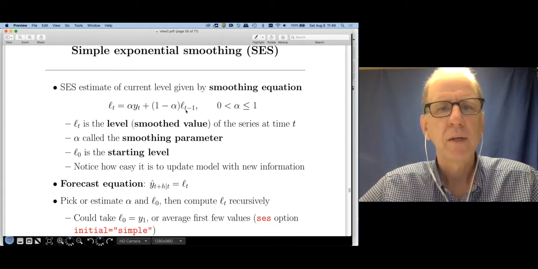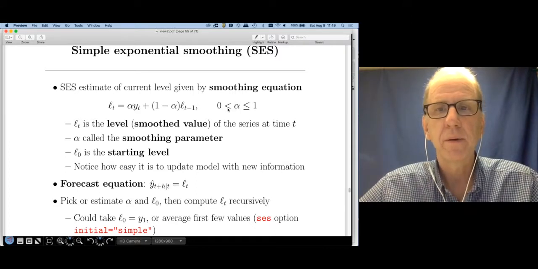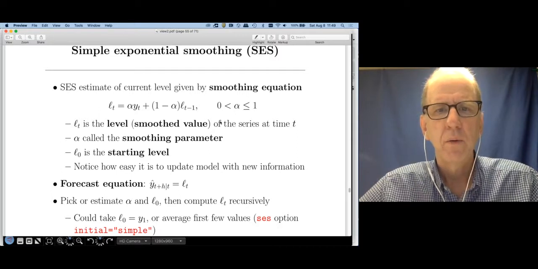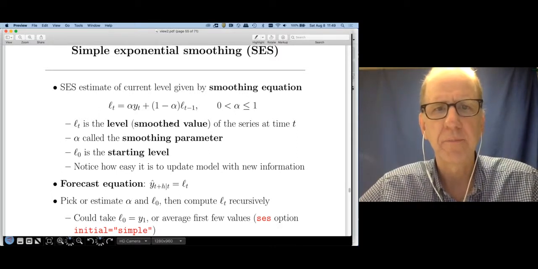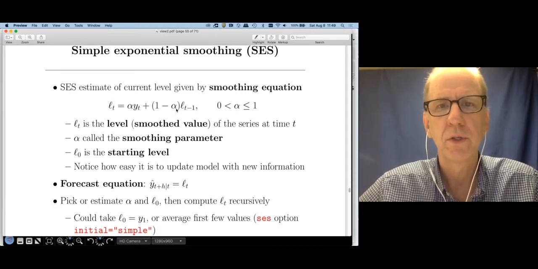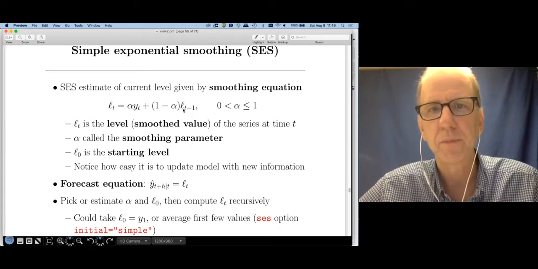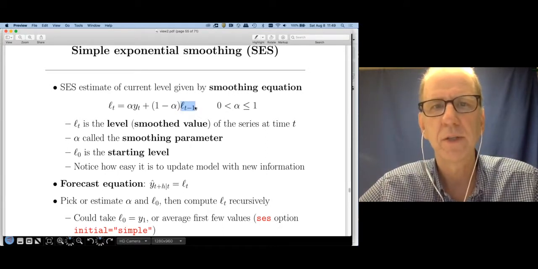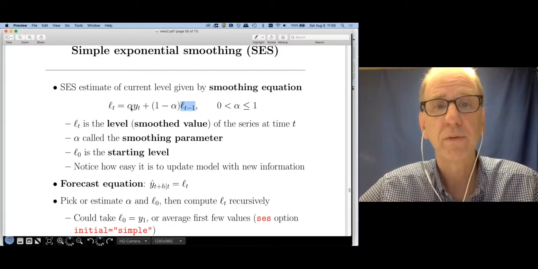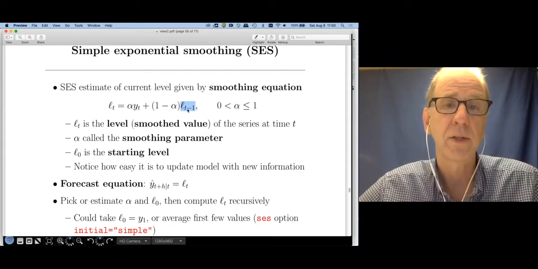And a couple other details on this. Alpha is called the smoothing parameter. It has to be between 0 and 1. What alpha is really doing is saying how much weight do I give new information versus old information? What happened prior to time t is all captured in this L_{t-1}. So how much weight do I want to give to the new information versus the old information is a way that I like to think about this.